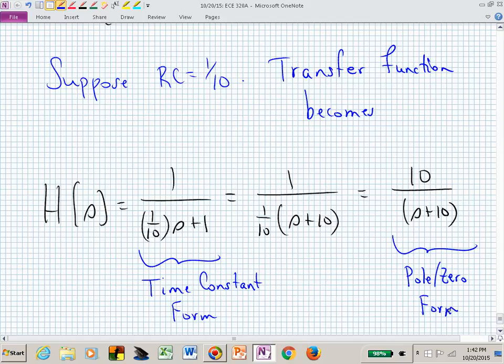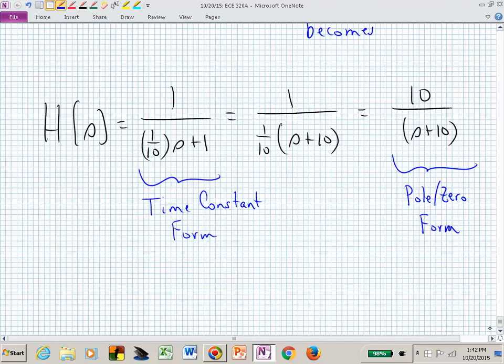Because in the pole zero form, can you immediately read off where the poles and the zeros are? They're not as directly visible in the time constant form, but they're still there. In the time constant form, it's pretty easy to see what the time constant is. It's 1/10. And in the pole zero form, where's your pole? At -10.